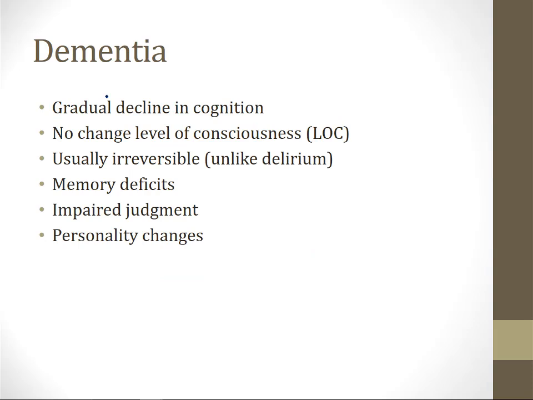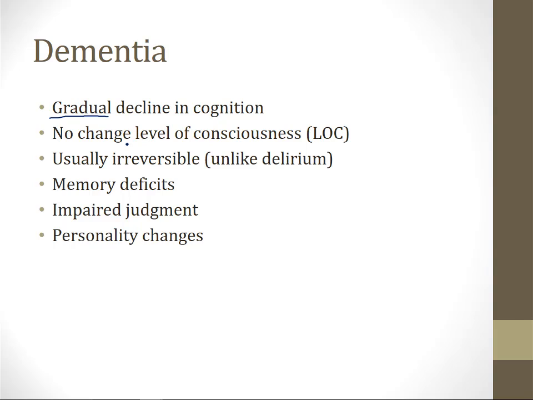As I mentioned earlier, in dementia, the decline in cognition is gradual, usually occurring over months or years. And this is in contrast to delirium. You may develop a fever and over a matter of hours become delirious. Dementia doesn't follow a course like that. It occurs very slowly over time.